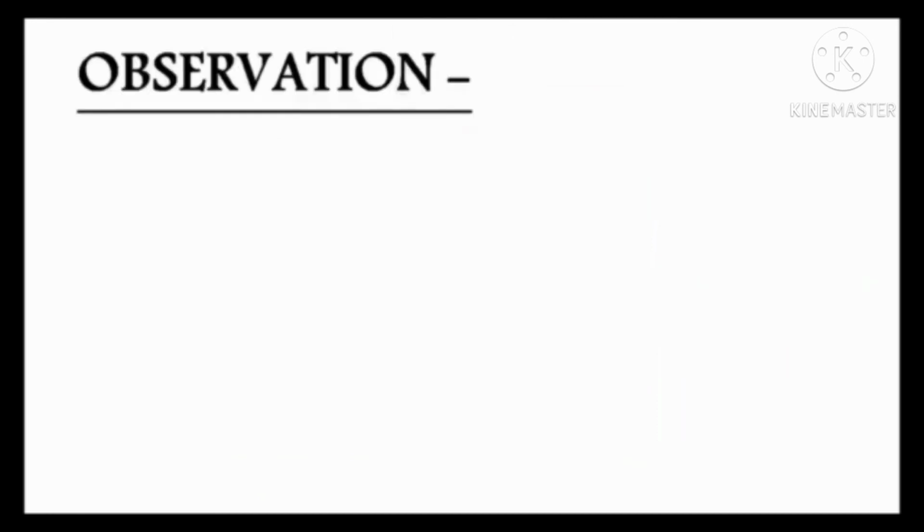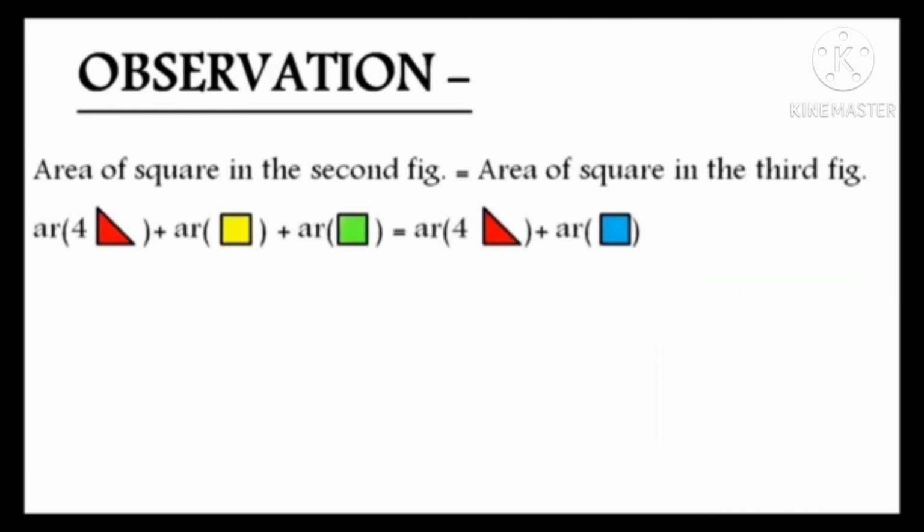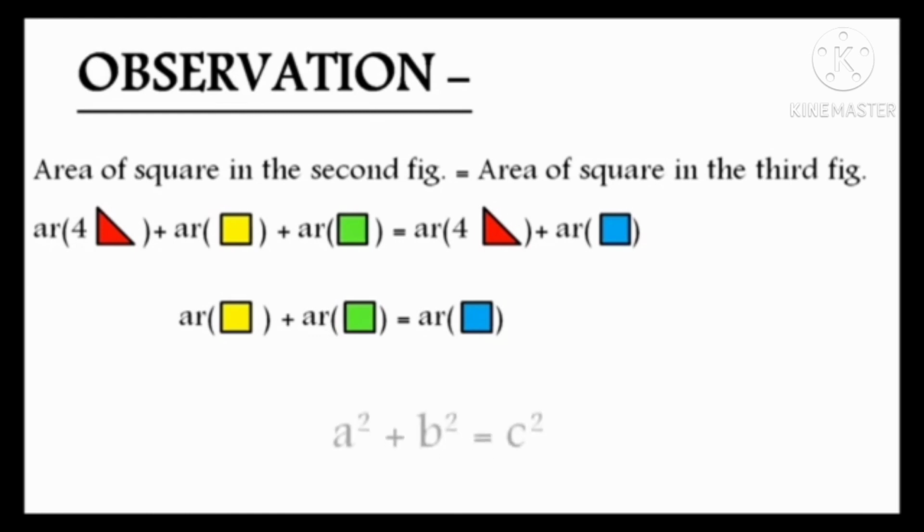From this activity, we can observe that the area of the square in the second figure is equal to the area of the square in the third figure. That is, the area of 4 red triangles plus area of yellow square plus area of green square is equal to the area of 4 red triangles plus area of blue square. That is, the area of yellow square plus area of green square is equal to the area of blue square, which is nothing but a square plus b square is equal to c square.